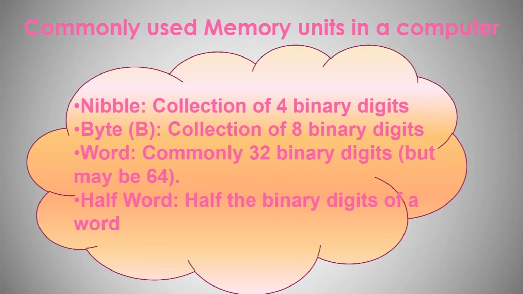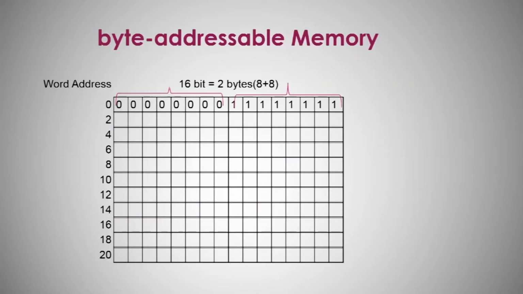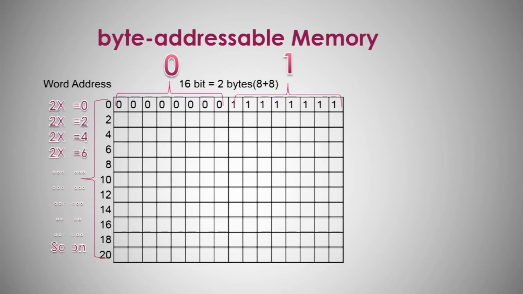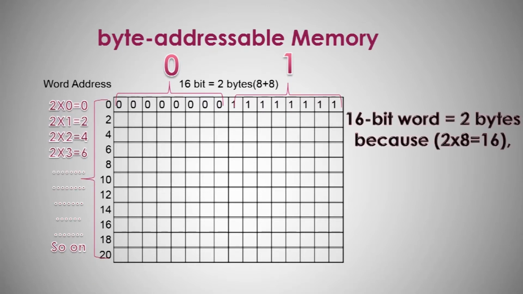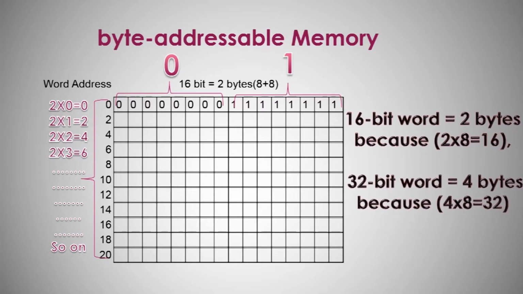Now, let's look at byte-addressable memory, which means a 16-bit word is equal to 2 bytes, and a 32-bit word is equal to 4 bytes. Some architectures, however, use byte-addressable memory. Here is an example of a main memory with 16-bit memory locations. In the diagram, each row is 16 bits, meaning 8 plus 8 bits, one for each of the 2 bytes.